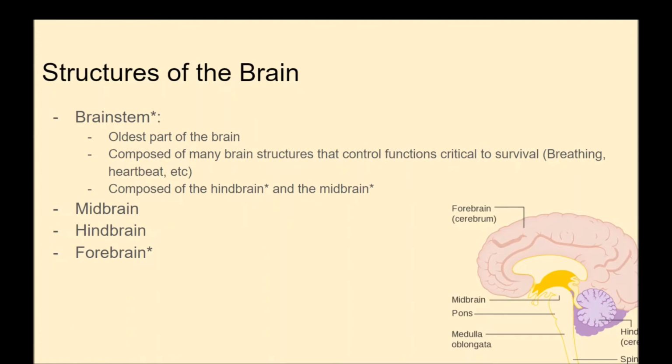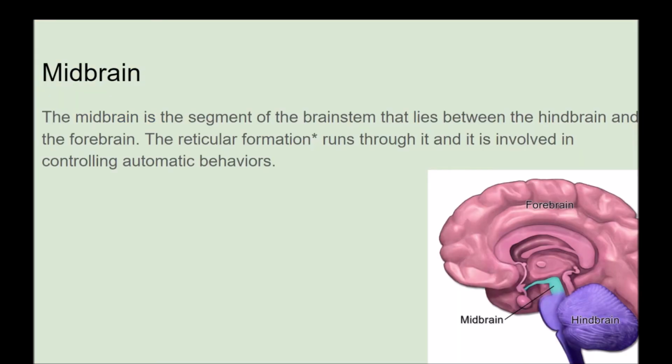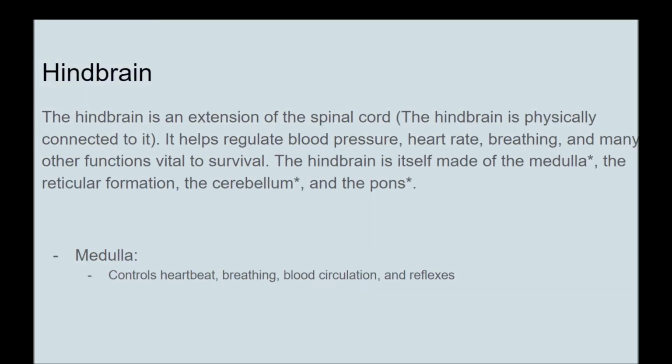And it's composed of the hindbrain and the midbrain. And then of course there's the midbrain, the hindbrain, and the forebrain. So the midbrain is the segment of the brainstem that lies between the hindbrain and the forebrain. The reticular formation runs through it, and it is also involved in controlling automatic behaviors.